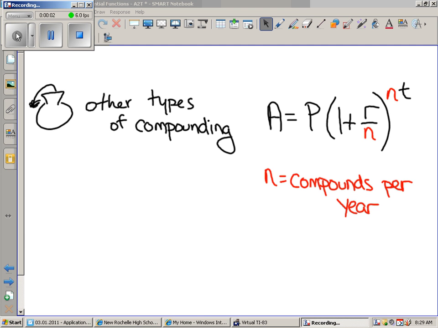There you go. So here's the deal. We're going to continue on our lesson from yesterday. We're talking about applications of exponential functions. And we're going to learn about 2 extra examples.